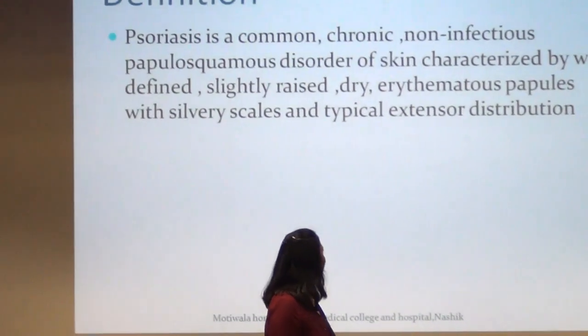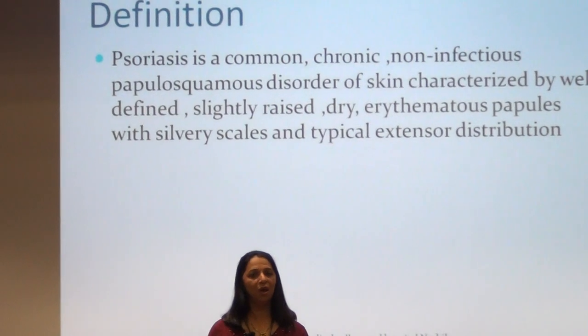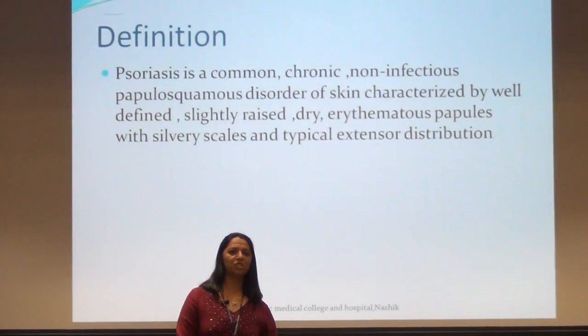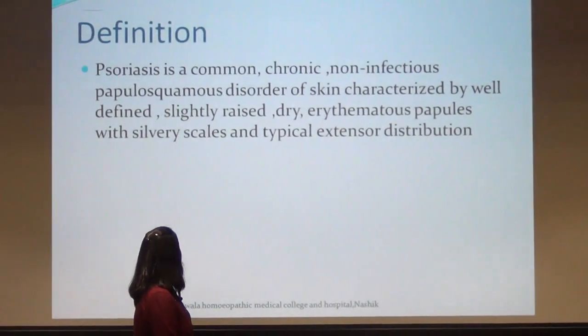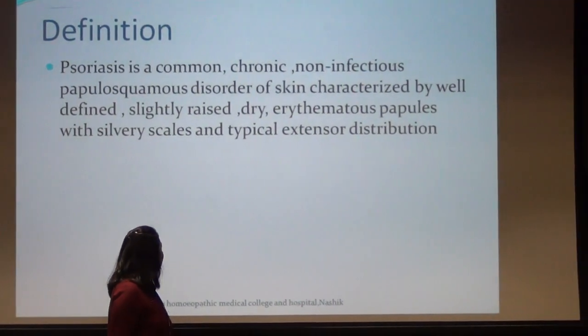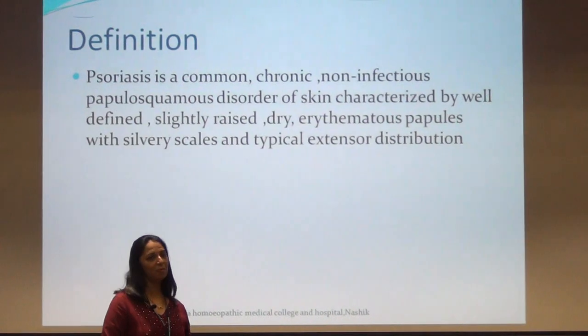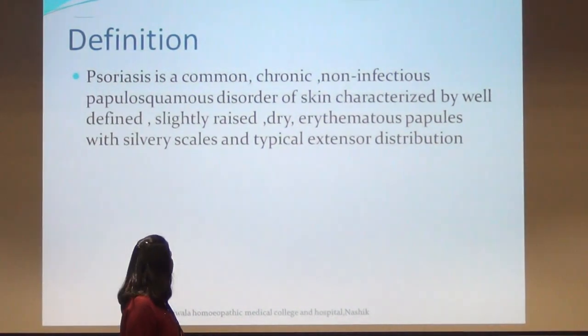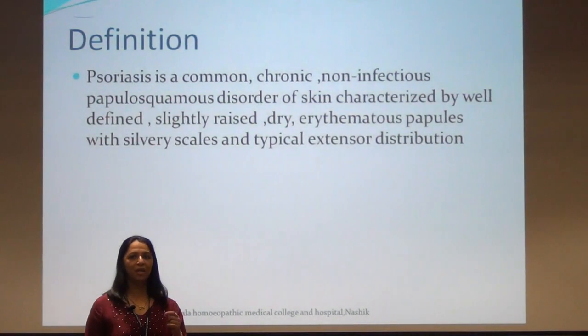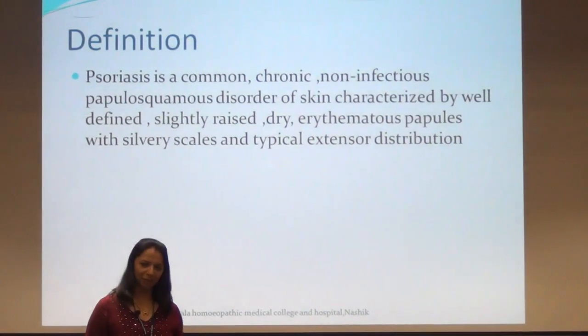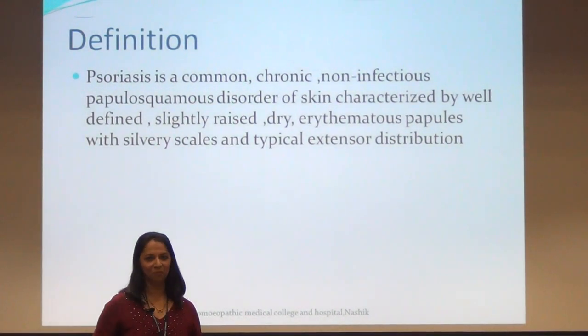Psoriasis is defined as a common, chronic, non-infectious, papulosquamous disease of skin characterized by well-defined, slightly raised, dry, erythematous papules with silvery scales and typical extensor distribution. Now let us understand what this means.